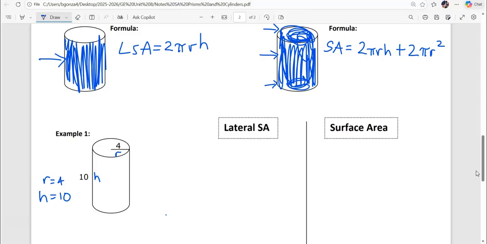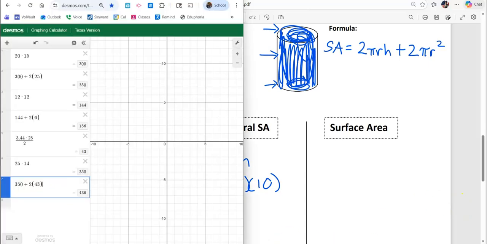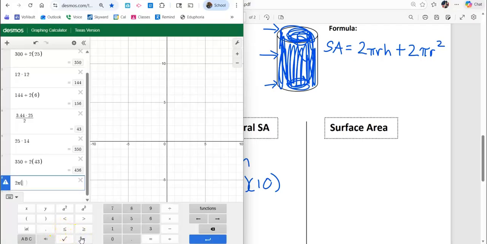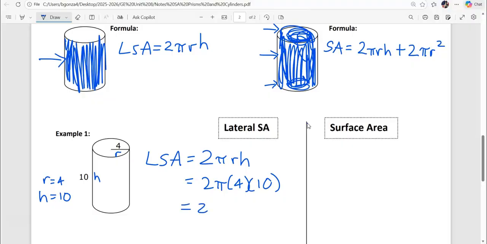We should be able to do this lateral surface area, right? We should just be able to do 2 times pi times r times h. 2 times pi times 4 times 10. What is 2 times pi times 4 times 10? 251.33. And those are units, whatever they are, squared.